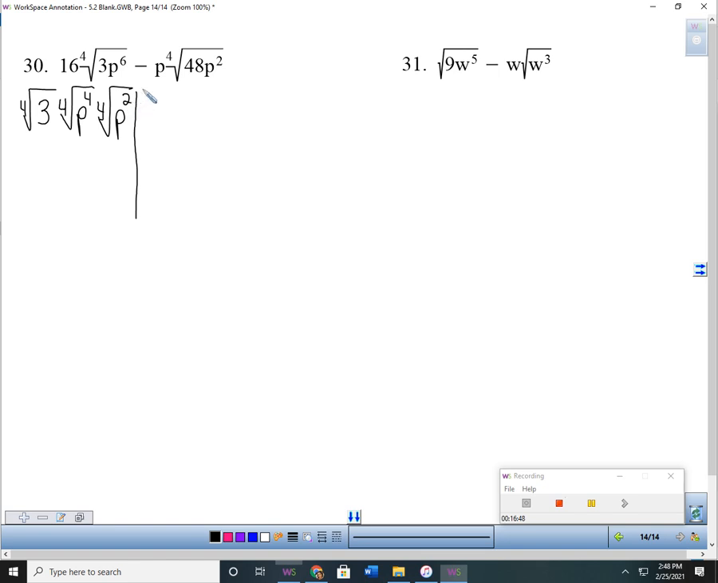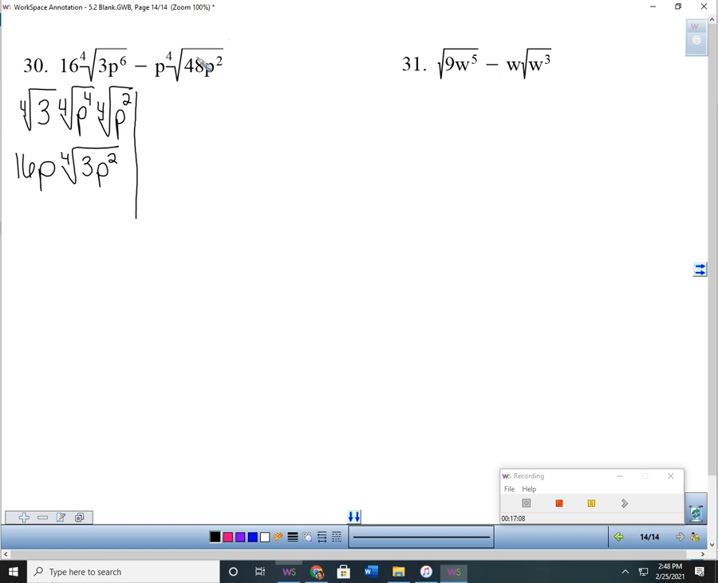So the only thing that's perfect right here would be the fourth root of p to the fourth. So that would be p. And I'm going to have to multiply that times the 16. We don't want to forget we have that. And then under the root, we have 3 and the p squared.